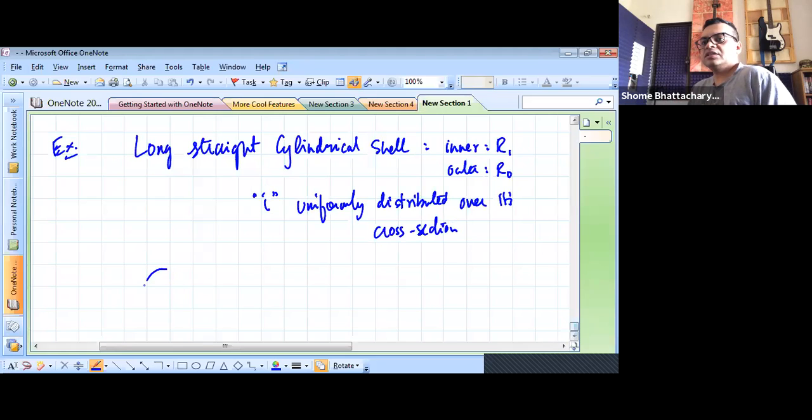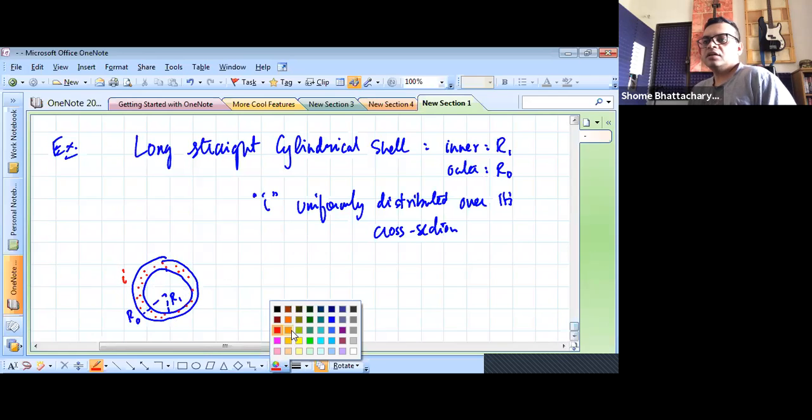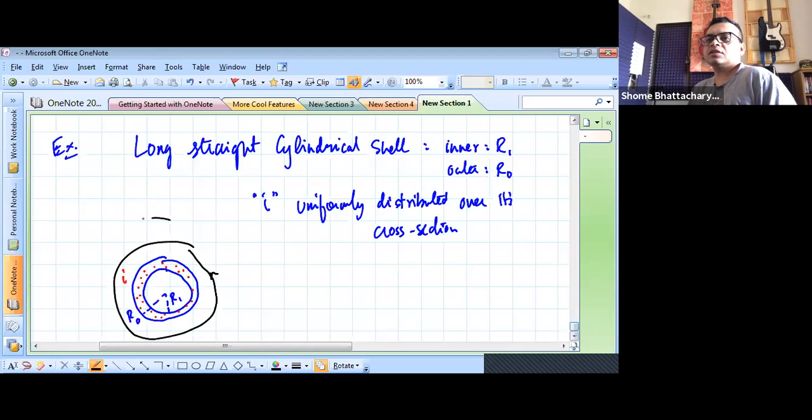So if you look at the cross section, it is like this: inner radius, outer radius, and it's carrying a current I, let's say, coming out of the plane, uniformly distributed. So you know from Ampere's law that if it is just this thing alone, it creates circular magnetic field lines outside and zero magnetic field inside.